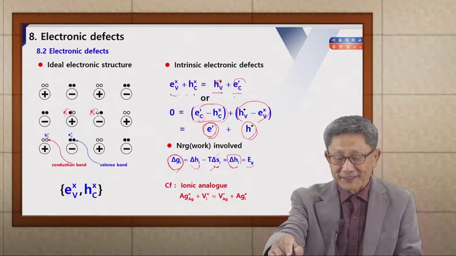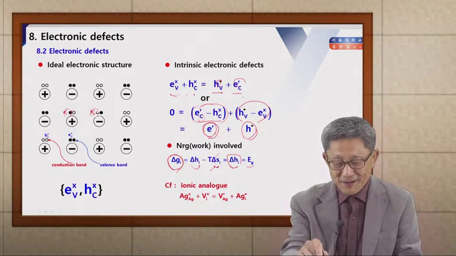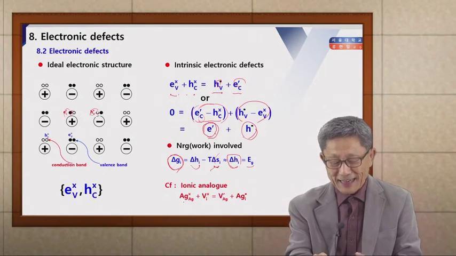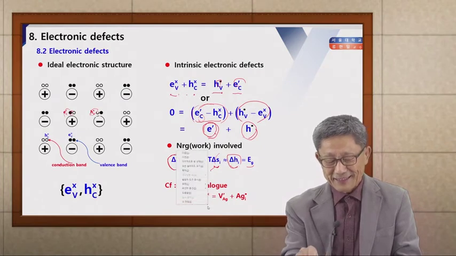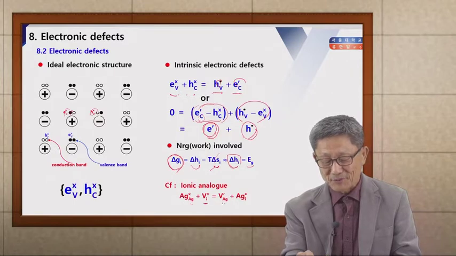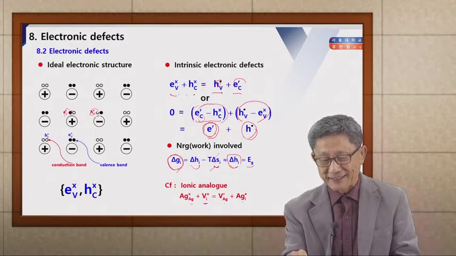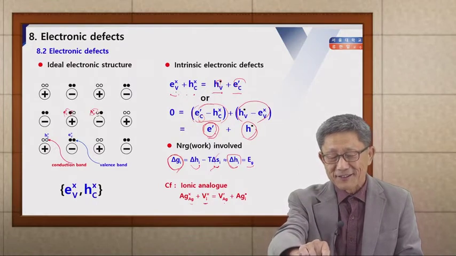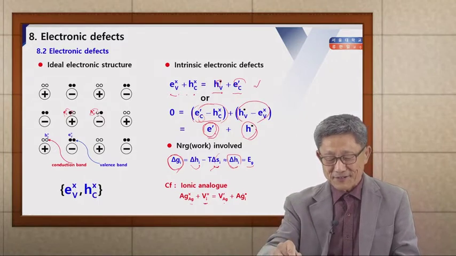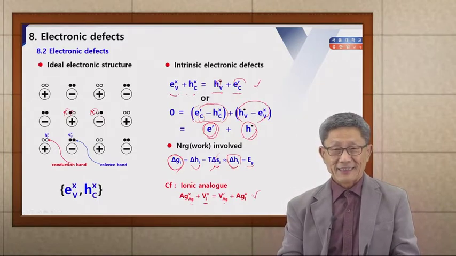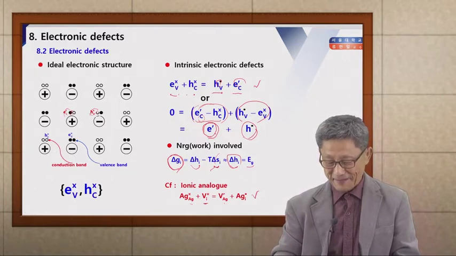Actually, this kind of electronic defect formation reaction looks like the metallic Frenkel defect formation reaction. Now have a look. Silver on silver site and empty vacancy site, empty interstitial site. Then the silver moves to the interstitial site, like the electron jumps to the conduction site. So actually, this electronic defect formation reaction is the analog of the cation Frenkel defect formation reaction.